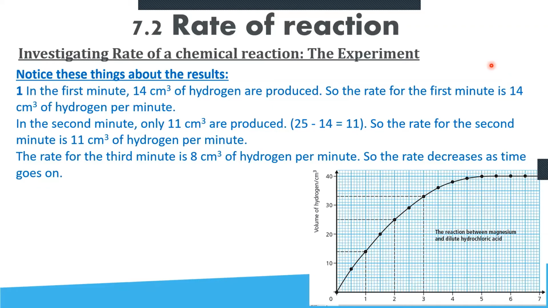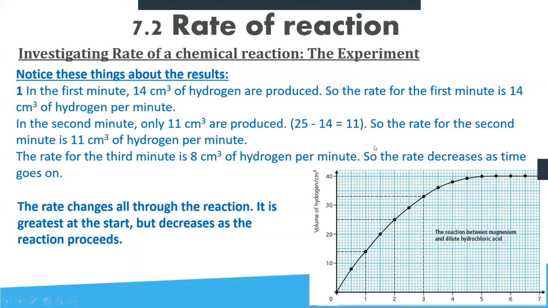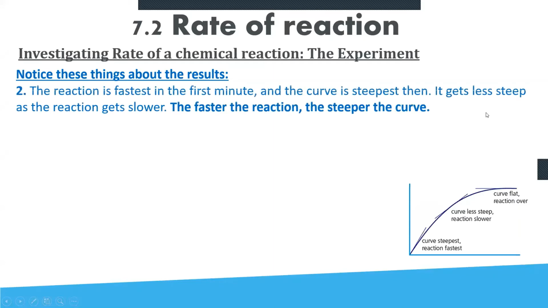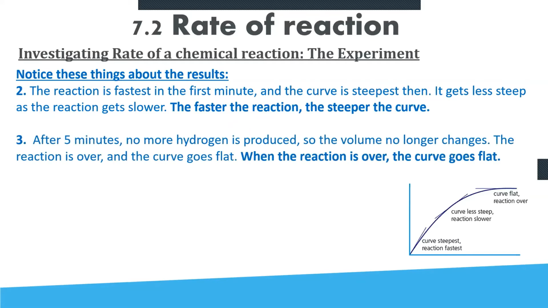Now the rate of the reaction is greater at the start but decreases as the reaction proceeds. So we can just say that the reaction is fastest at the beginning and the reaction is slower just before the reaction ends. At which point do we know the reaction is over?